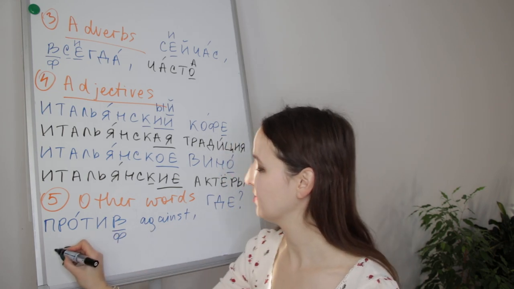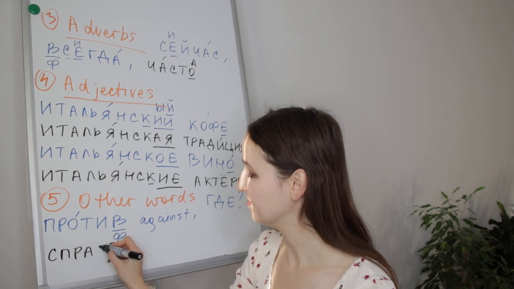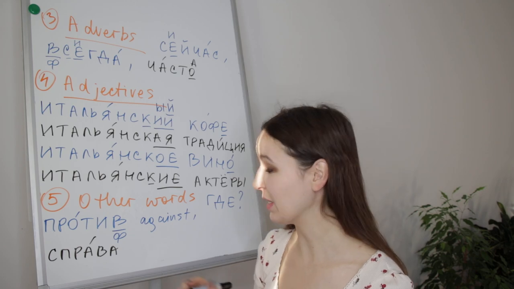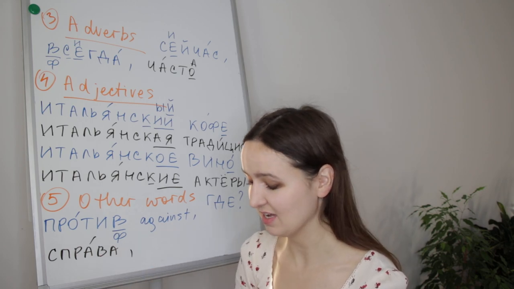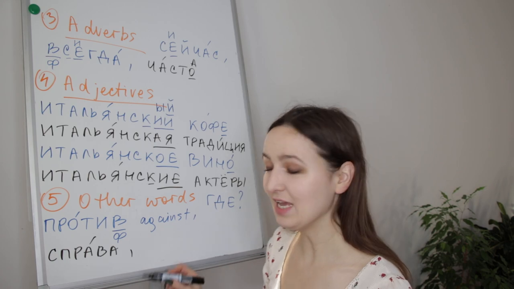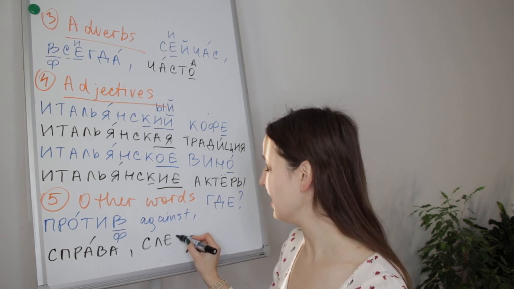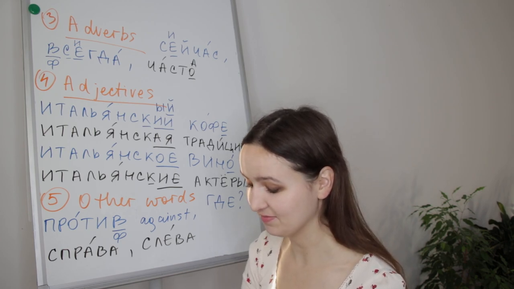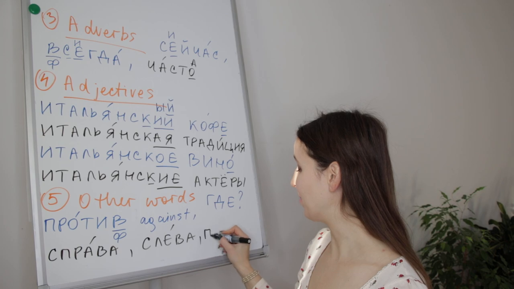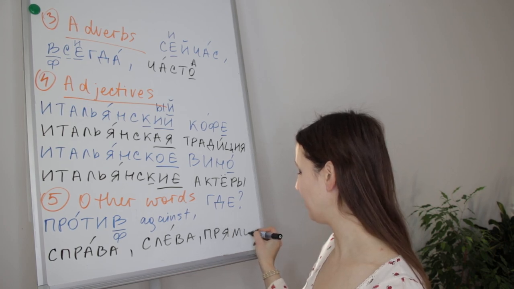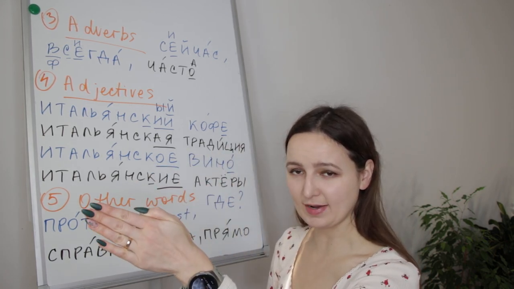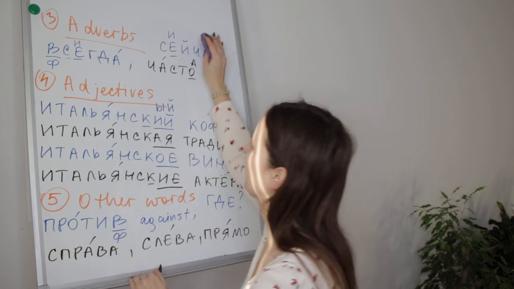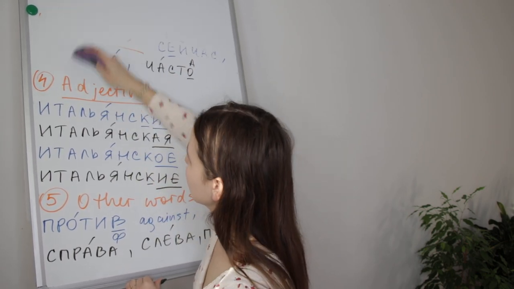Справа. Справа is on the right side. On the right side. Слева. On the left side. Or прямо. The last word will be прямо. Прямо is straight. Прямо, or straight. Очень хорошо. Давайте продолжим.